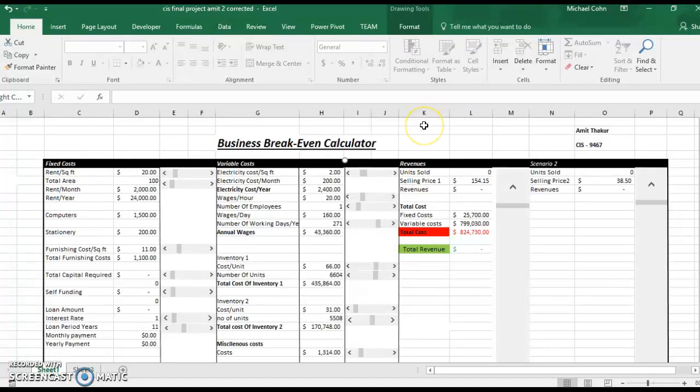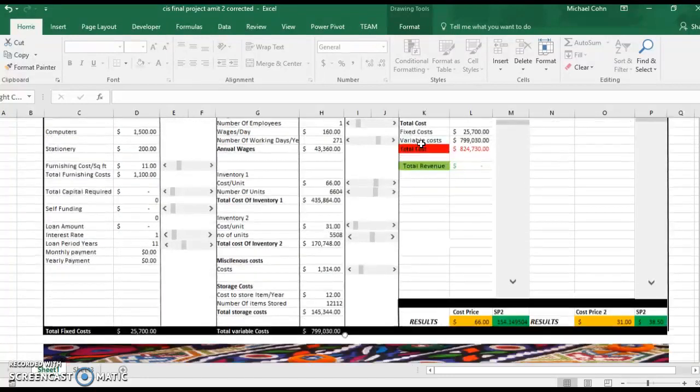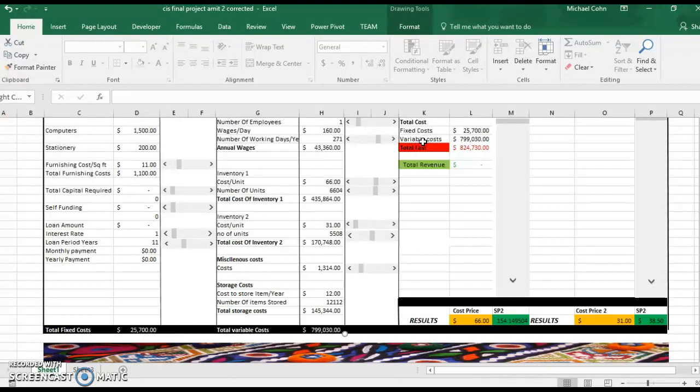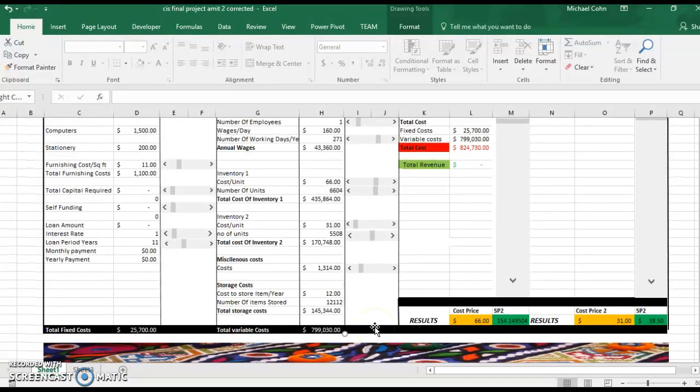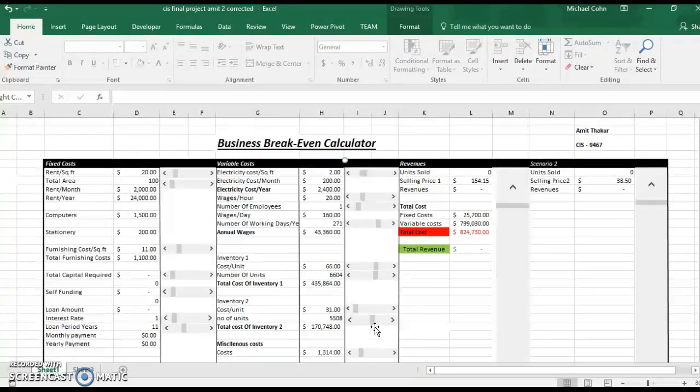In this project, I have decided to make a break-even calculator for my sister, who is currently deciding to start her own business. What she plans to do is import carpets from India, basically the kind that you can see in this picture over here, and sell them in the United States. For simplicity's sake, I'm considering that she's going to import only two kinds of carpets, size 1 and size 2.